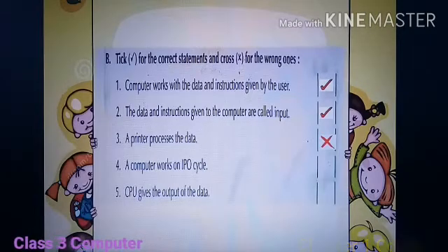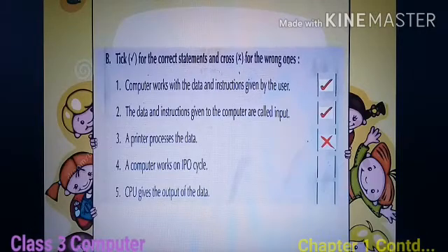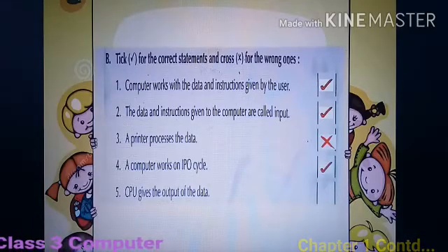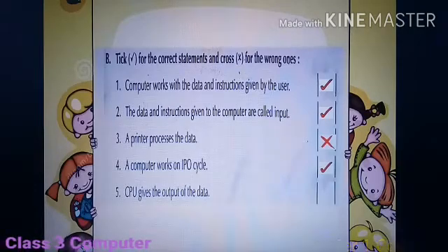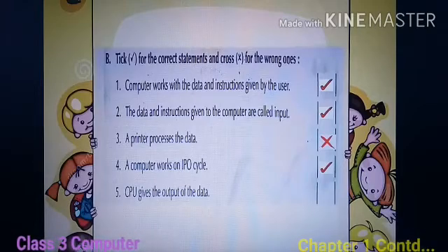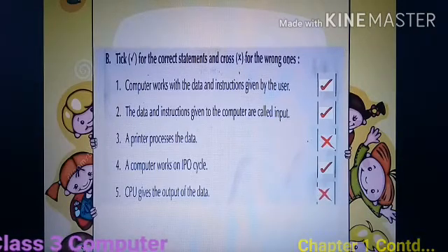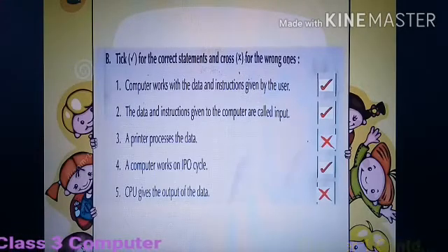Then the fourth one, a computer works on the IPO cycle. True or false? Yes, you are right. It is true. The last one in true or false is, the CPU gives the output of the data. Tick or cross? Yes, you are right. It is cross. The output is given by the output devices.